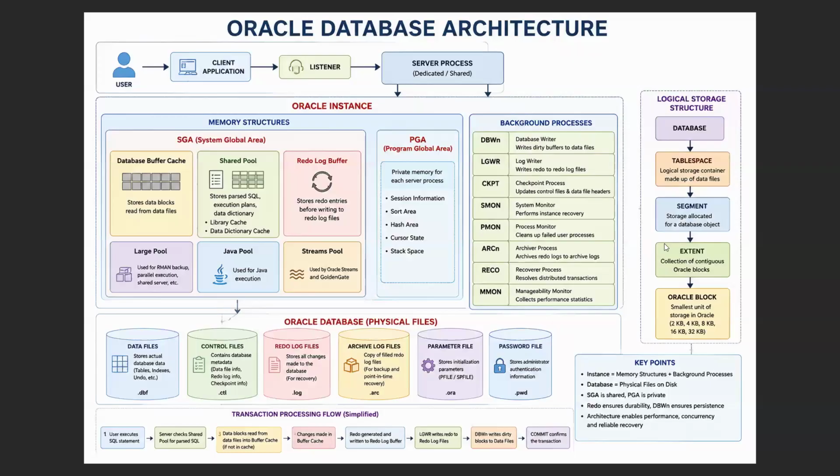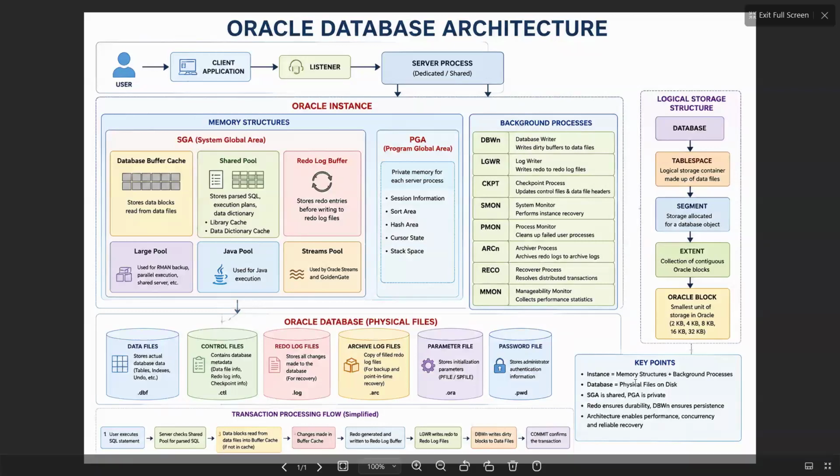Next, Oracle database physical files. These are the physical files. First one is the data file. It stores all the actual data. Tables, indexes, and everything are stored in the data file, in .dbf format. Control files contain the metadata information: data file info, redo log info, checkpoint info. These are the things available in the control file.